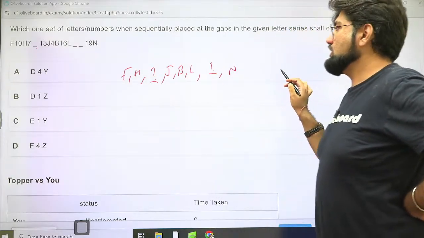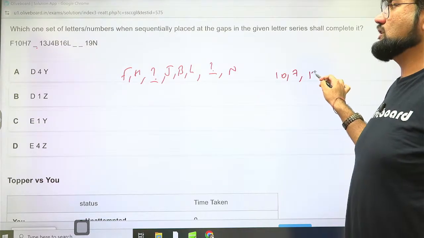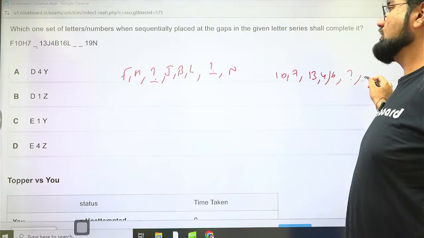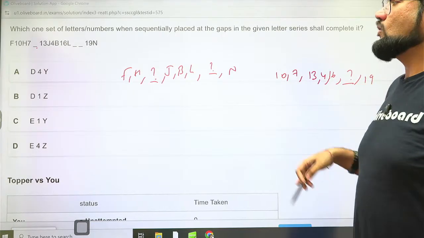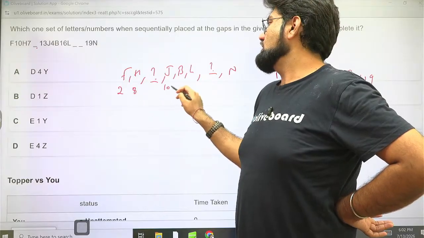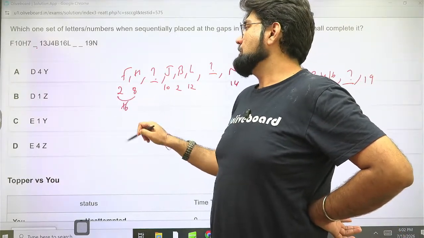On the contrary, the other thing is 10, 7. There's no blank here for the number. So 13, 4, 16, blank for a number, and 19. What is the logic here? So if you see, this is 2, this is 8, 10, 2, 12, 14. Okay. Look at the difference. This is plus 6.